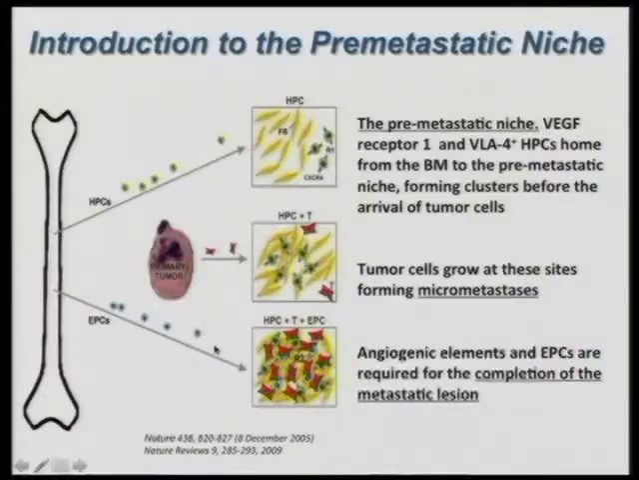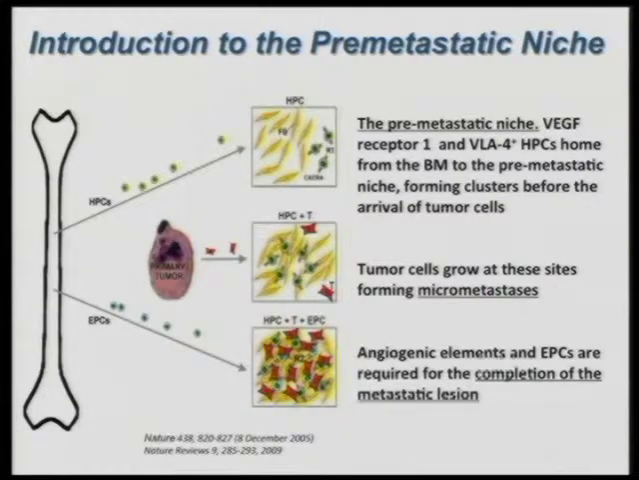And so first you have the pre-metastatic niche that forms clusters of bone marrow-derived cells. Then the tumor cells start arriving at this site, and they form micrometastases. And then after that, that's when you get your angiogenic elements. The blood vessels start to form. You have endothelial progenitor cells that come in, and that's what you need for the completion of this metastatic lesion.